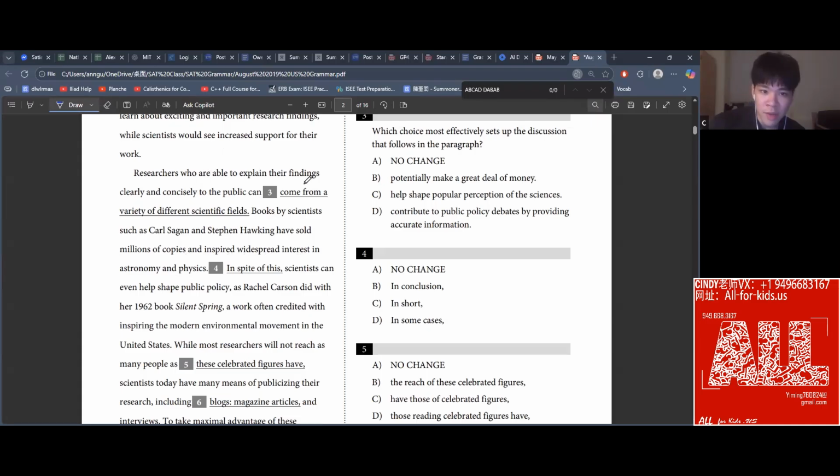Okay, "researchers who are able to explain their findings clearly and concisely can do something." So what can they do, right? We don't know what they can do, but we do know that they inspired millions. "Come from a variety of scientific fields"? No, that's not what the next sentence talks about. What about "potentially make a great deal of money"? It could be true because they sold millions of copies, but the sentence is about inspiring interest, so this one does not fit. "Help shape popular perception of science" fits this idea very well. "Contribute to public policy debate"? We didn't talk about public policy debate. So the answer is C.